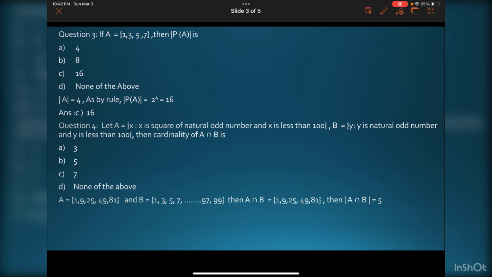Similarly, B is a natural odd number but always less than 100. So it is pretty simple. That is 1, 3, 5, 7, 9, 11, 13, 15, and so on, up to 97, 99.